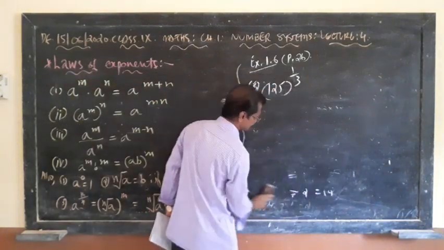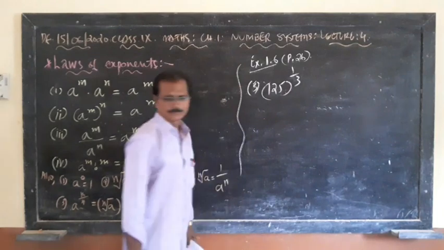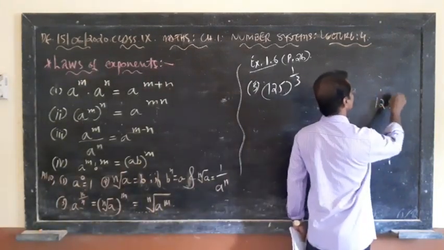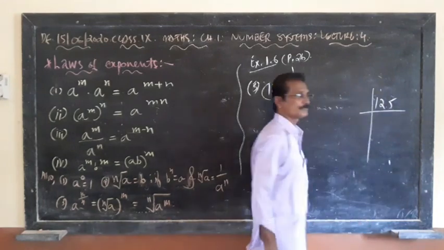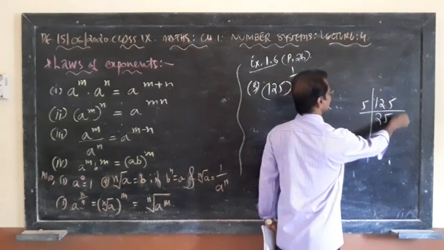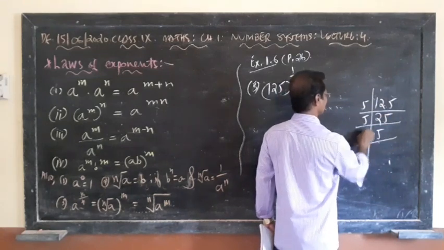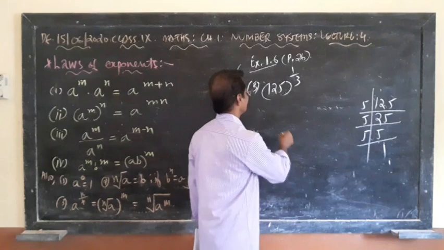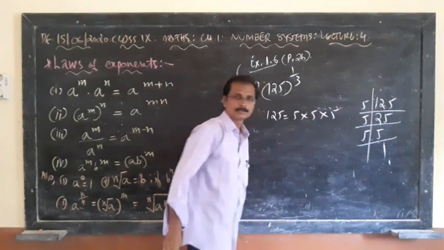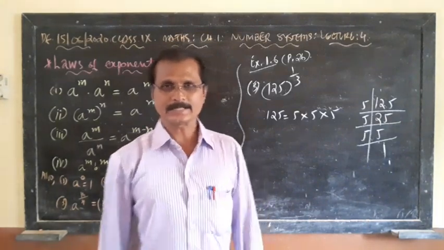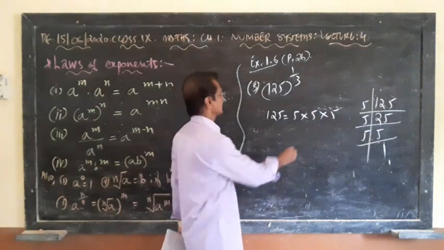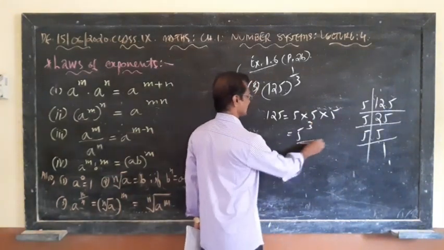We need to find out the factors of 125. 125 is divisible by 5. 5 twos are 10, remains 2. 5 fives are 25. Again 5. Again 5. So how can we write 125? 125 equals 5 into 5 into 5. Correct? Okay. We can write 5 raised to 3.